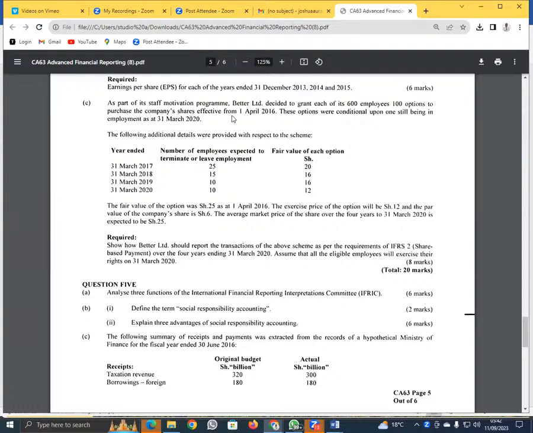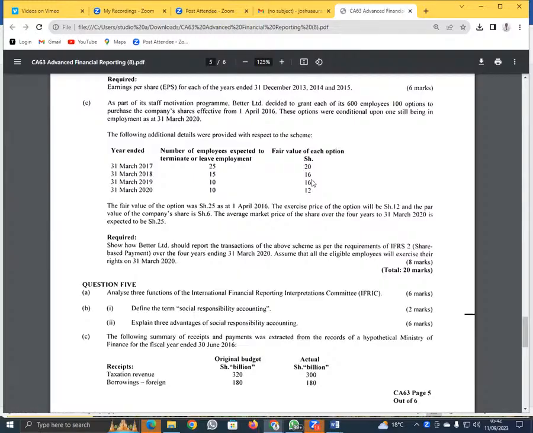The date of the promise is 1st April 2016. We are told the fair value of the option was 25 as at this date. So this 25 is what I will die with. All these other values given here, the share price, are hot air, useless. They simply want to confuse me. They simply want me to fail this paper.